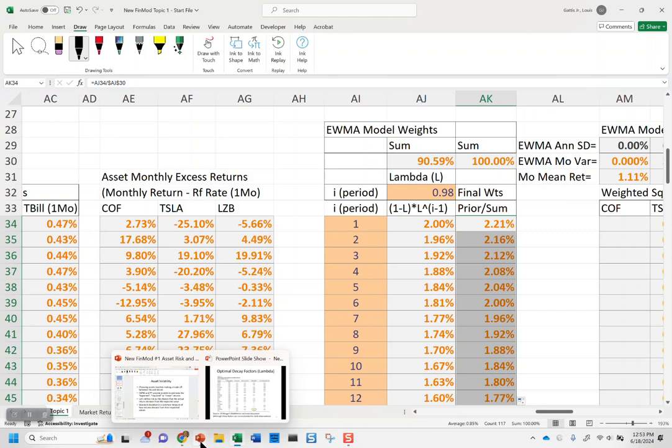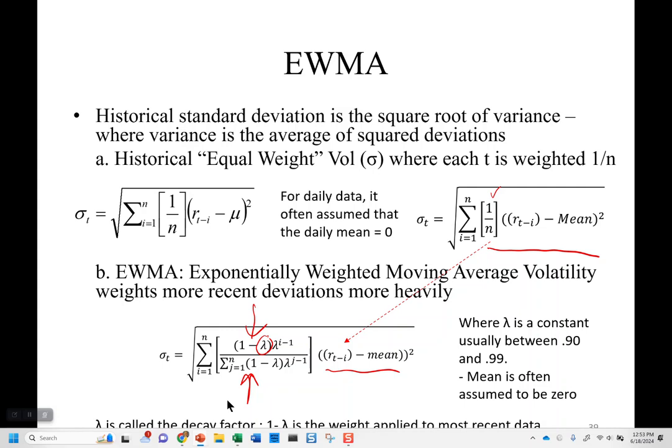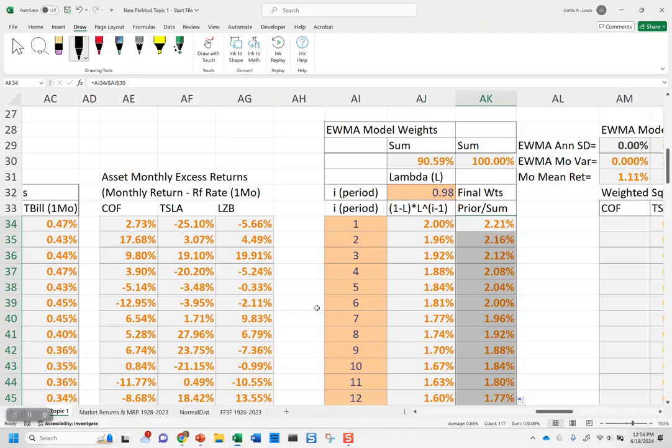So back to the formula. All we've done so far is calculate the 1 minus lambda times lambda to the i minus 1 divided by the sum of all those factors, which was about 90%. So for that first period, I have that 2% divided by that 0.9. That's going to be my weight to the most recent month's squared deviation from the mean. So let's go ahead and calculate the average squared deviations from the mean using this set of odd weights.